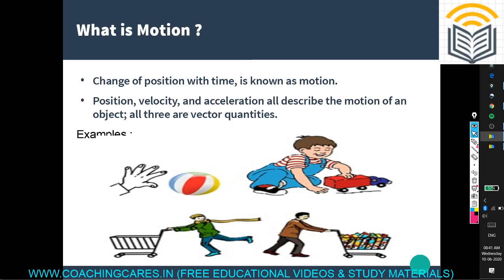Change of position, basically the change of position with the time. Suppose any object in the initial position at rest, then it starts to move further. After some time, it reaches the final destination or second point. So gradually the change from the starting to the last point, there is a change in the position of the object. This gradual change with respect to the time is known as motion.